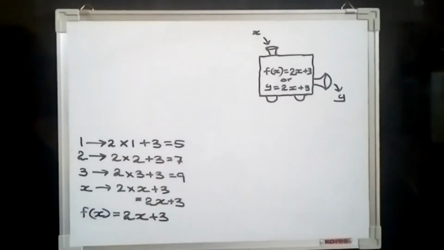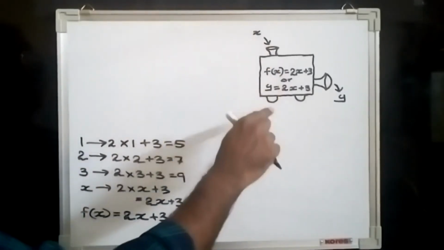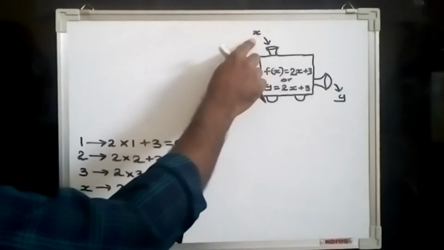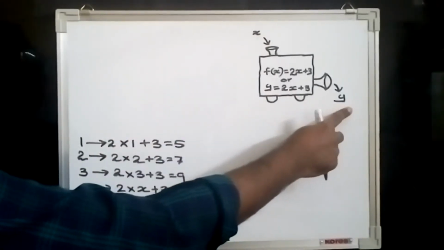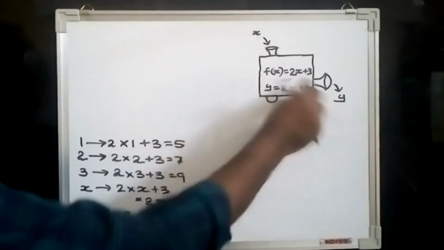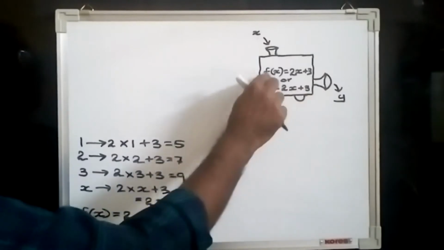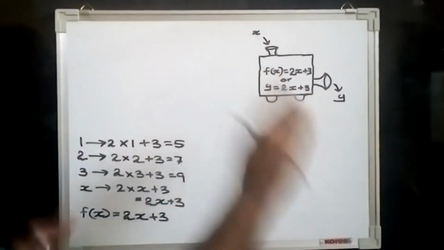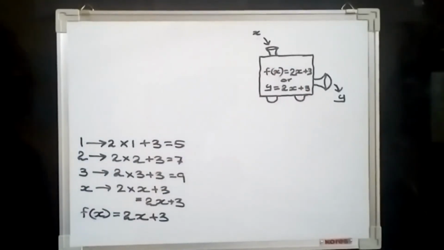The function of the machine is that if we put x into it, that is, if x is the input, let we get y as the output. Then y equal to 2x plus 3. Or the function of the machine in function language is f of x equal to 2x plus 3.